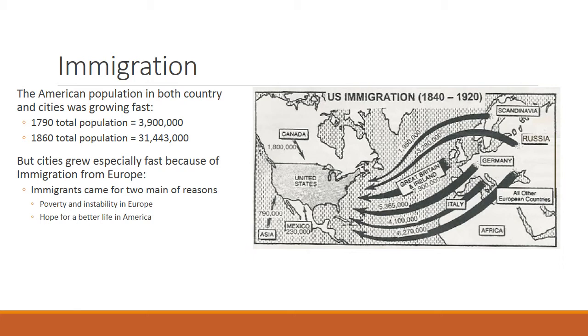And so immigration is part of a larger trend in which the United States population is growing, and it helps the United States population to grow by 10 times from 1790 to 1860. In 1790, there were 3,900,000 people in the United States, but by 1860, there were 31 million people in the United States. So there are almost 10 times as many people in the United States towards the middle of the 1800s, whereas at the beginning there was not even 4 million people. So that's a big deal, and immigration plays a big role in this.